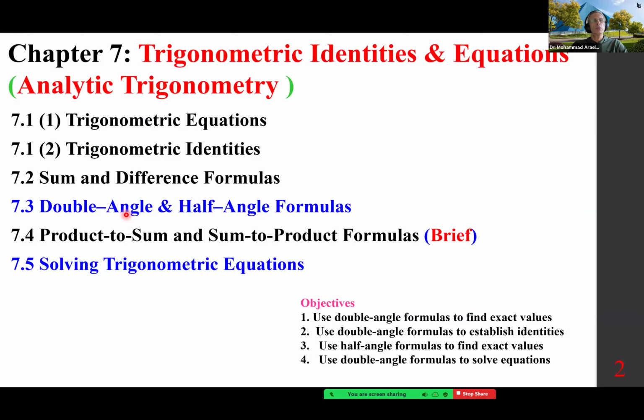So we covered trigonometric equations, identities, and sum and difference formulas, and now we're going to go to double angle and half angle formulas as well as solving trigonometric equations. The objectives are to use double angle formulas to find exact values, use double angle formulas to establish identities, use half angle formulas to find exact values, and use double angle formulas to solve equations.